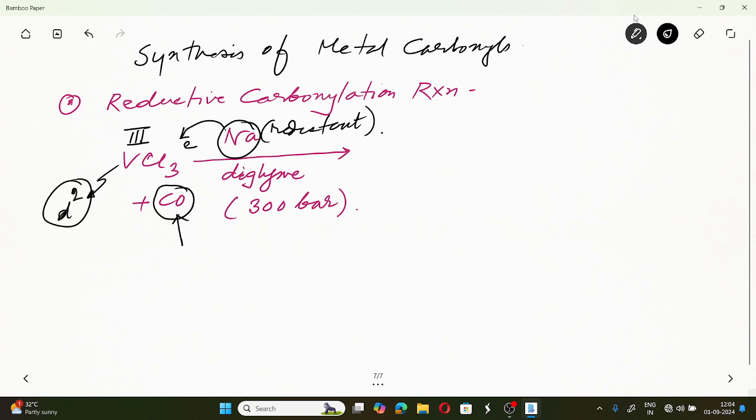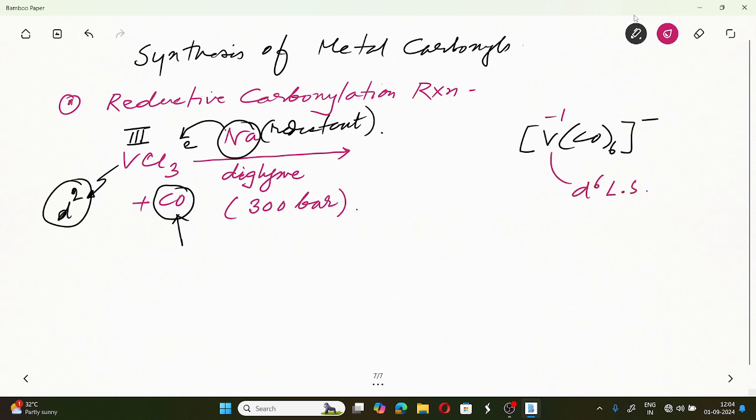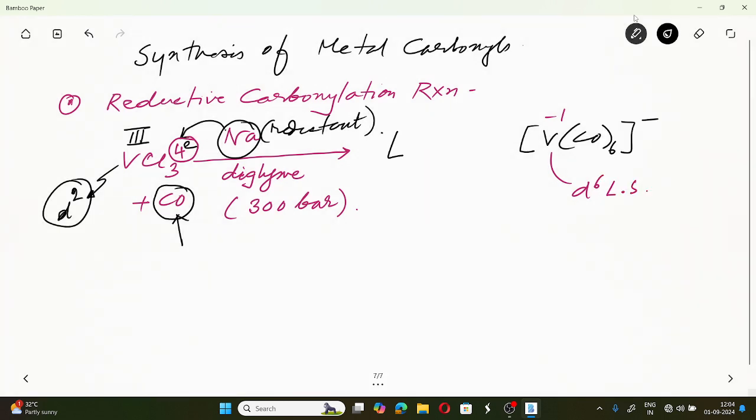Okay, so what happens? This vanadium center is reduced and this is converted to VCO6 minus. Once it is reduced, দেখো vanadium এর oxidation state এখন কি হয়ে যাচ্ছে? -1. তাই না? Once it is reduced, now this becomes a D6 system. D6 and it becomes low spin. তাহলে বুঝতে পারছো, it is supplying 4 electrons. This sodium is supplying 4 electrons. তাতে কি হচ্ছে, ভ্যানাডিয়ামটা +3 থেকে -1 স্টেটে চলে আসছে, isn't it?